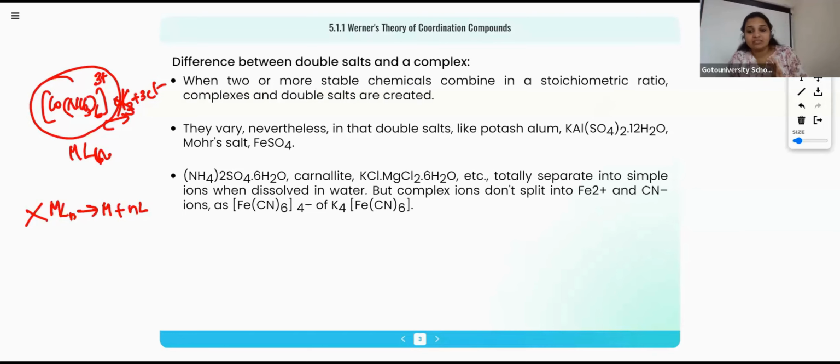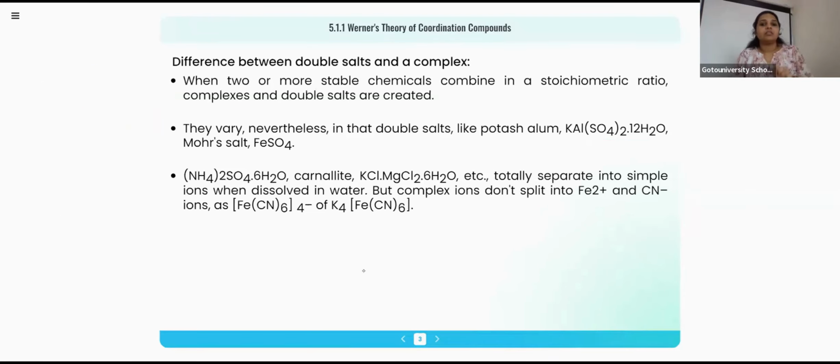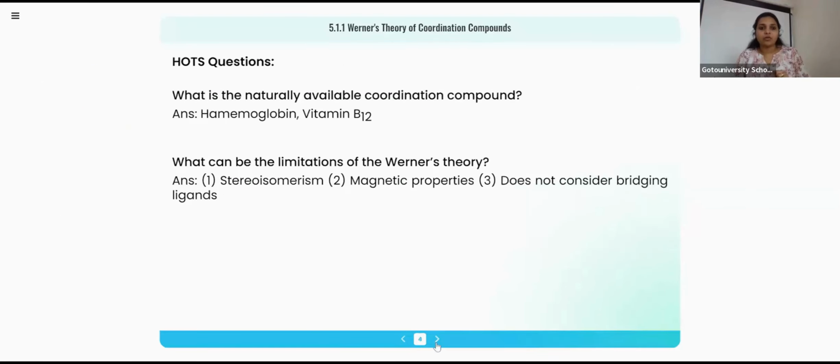When this double salt undergoes ionization, you will get K plus ion, Al3 plus ion, sulfate ions and water molecules. But in the complex you won't get cobalt ions and ammonia. The things inside the sphere won't undergo ionization. That is the difference between a double salt and a normal coordination complex. What is a naturally occurring coordination compound? We can say hemoglobin and vitamin B12 are naturally occurring coordination compounds.